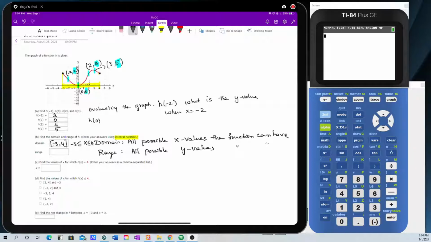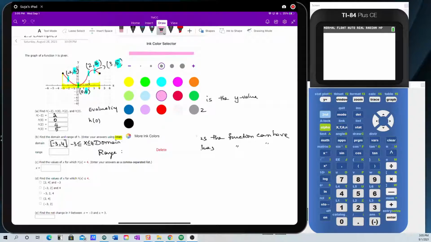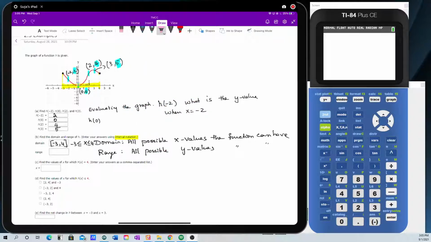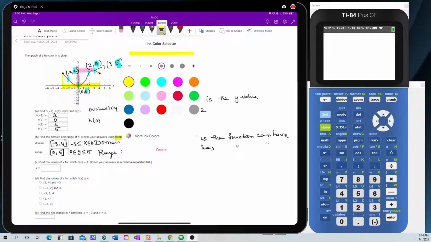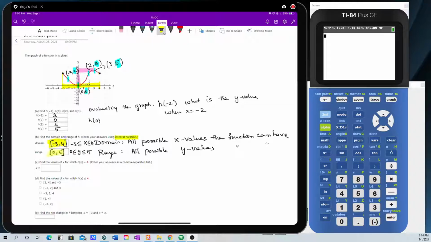Okay. The next part is asking for the range. Range is all possible y values. So the first y value it can have is 0. Then it can go all the way up to, this is the last y value it can have, 5. So it's going to be 0 comma 5 again because of interval notation. But when I write it, I would write 0 less than or equal to y less than or equal to 5. Instead of doing it the x in the middle, I'll put the y. Now, but for this particular question, the answer is going to be just this interval notation. So I'm writing all the rest for your explanation.